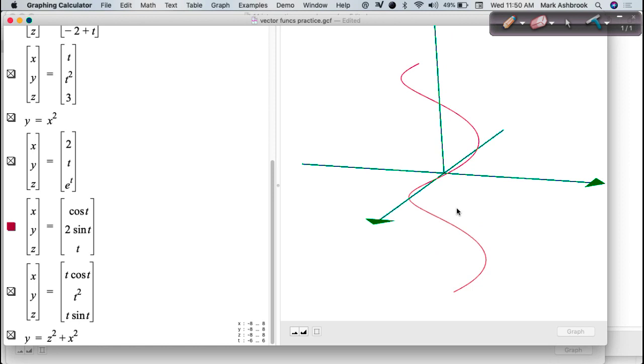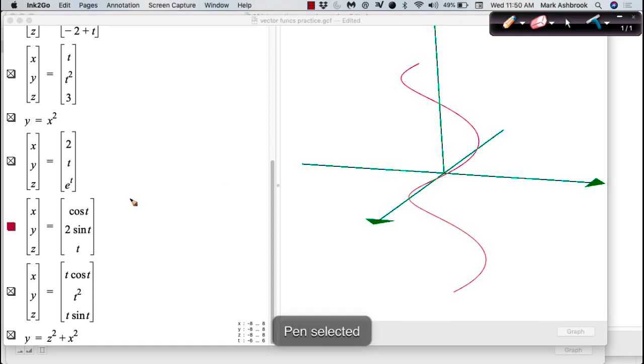Okay, I'm going to keep talking about this example a little bit here. So this one, x equals cosine t, y equals 2 sine t, and z equals t. First, how did we think about this? We thought about this as, right, cosine t and sine 2t combined made an ellipse. As t increases, it circles around and sweeps out points on an ellipse.